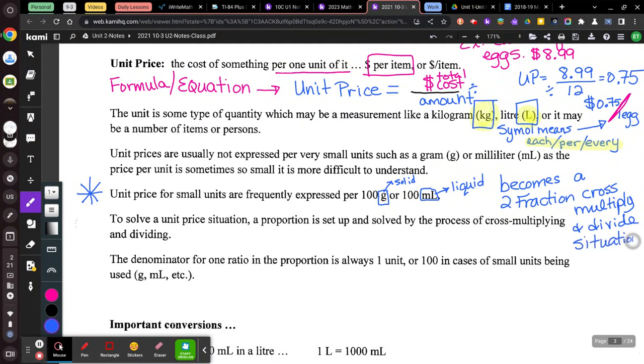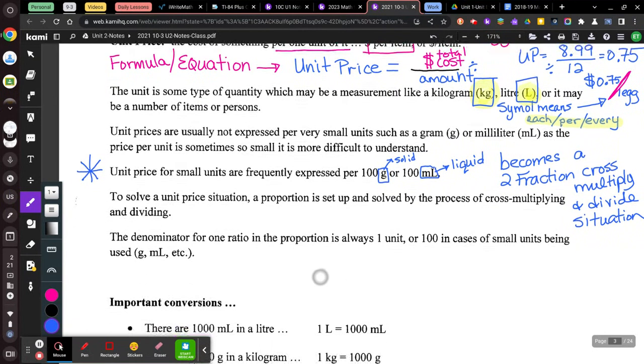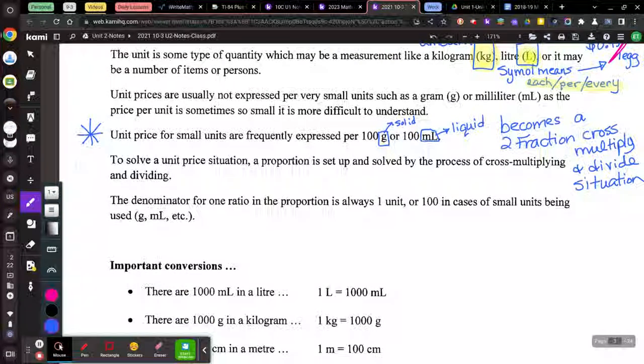So that's what actually happens. So we're going to set the two quantities. We'll put the unit price, and then we'll put it per 100 grams, and we cross multiply to figure it out. So we're going to be doing those things right away here. So I'll let you write that down, and then we're going to talk about the next section.